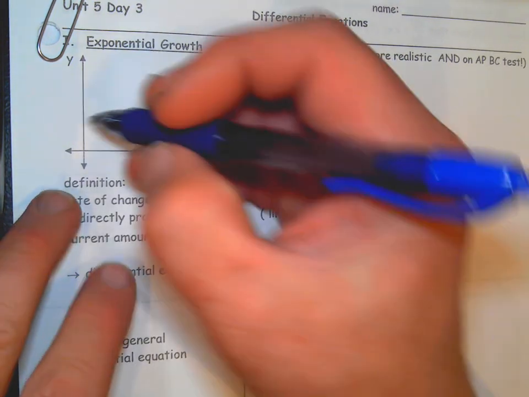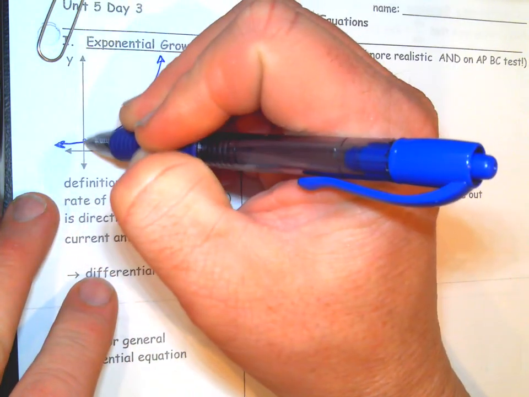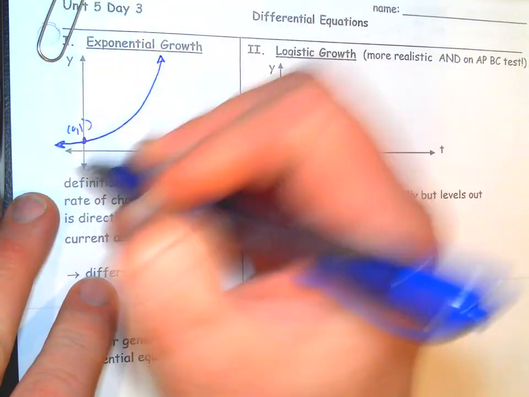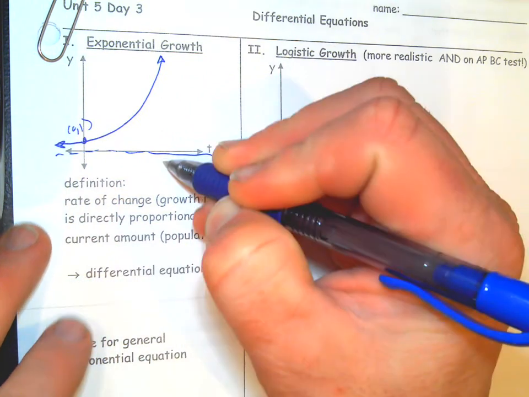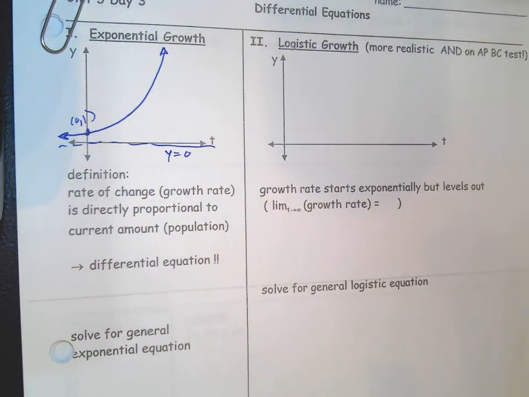So just real quick, exponential growth kind of looks like this, right? It goes through (0, 1) and has a horizontal asymptote, y equals 0. That's the exponential curve. Now, the definition that you may have even seen in, say, an Algebra 1 book would be that the rate of change, or the growth rate, is directly proportional to the current amount or current population.